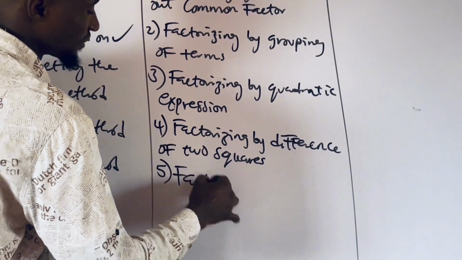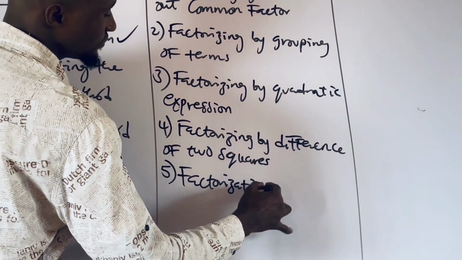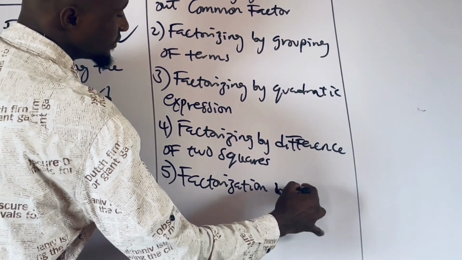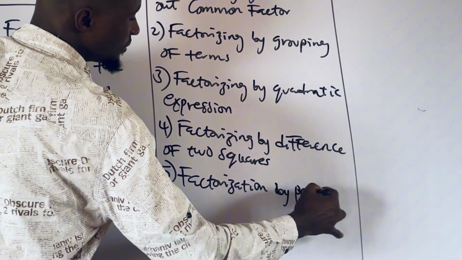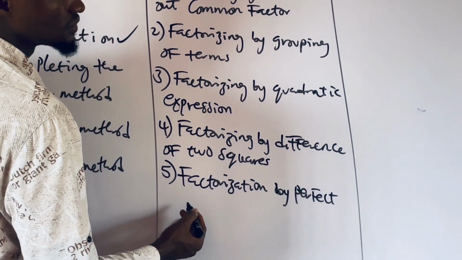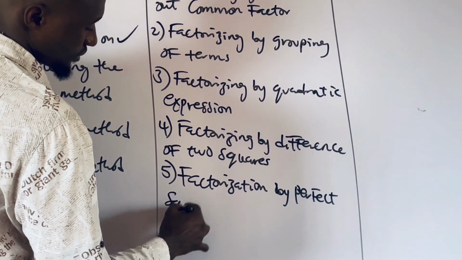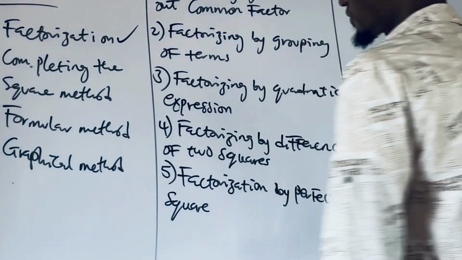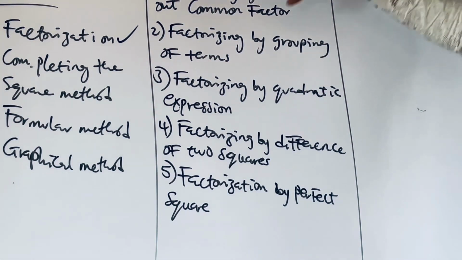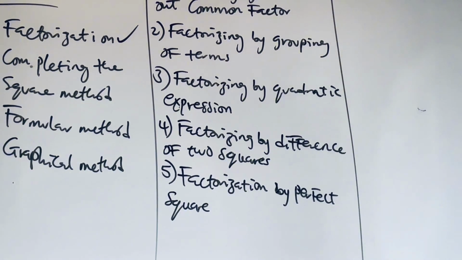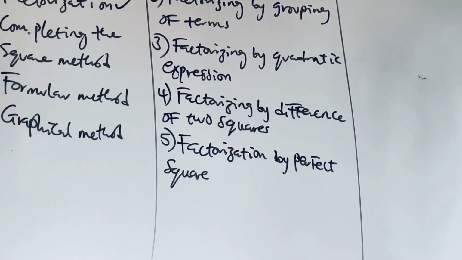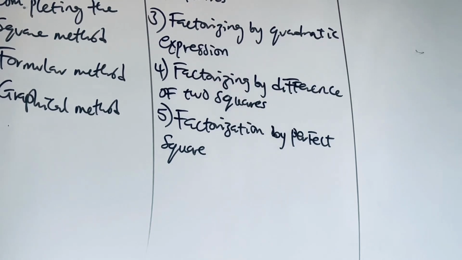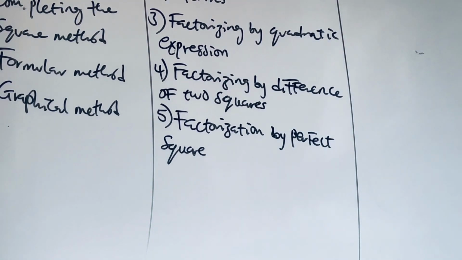Okay, let me write factorization by perfect square. Okay, these are the 5 types of factorization. So we are on factorization. Now let me take them one after the other. First of all, let me take the first one, factorization of taking out common factor.